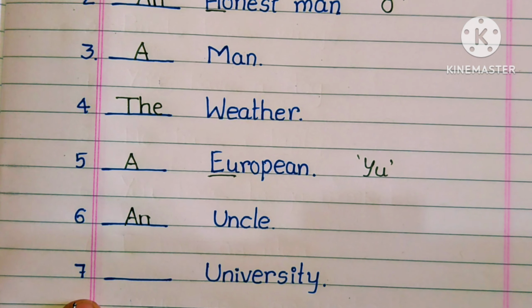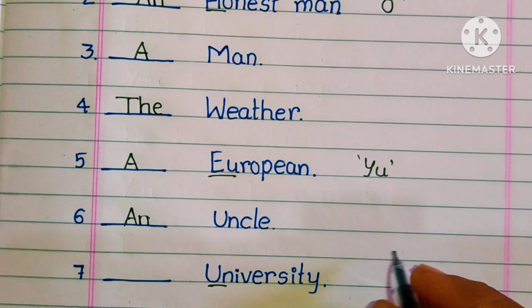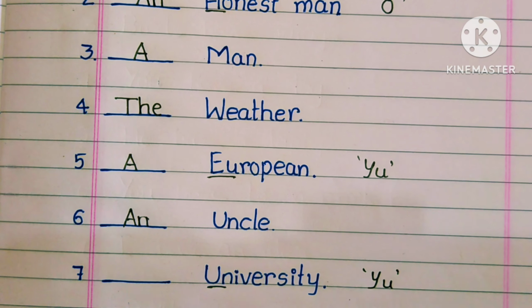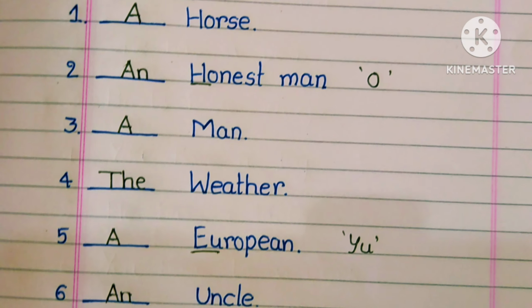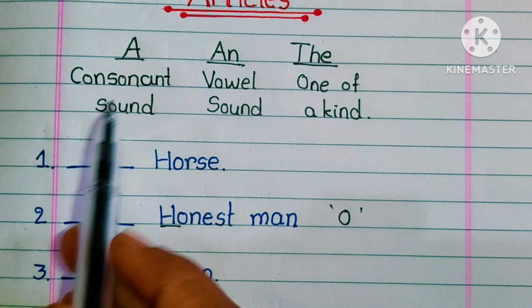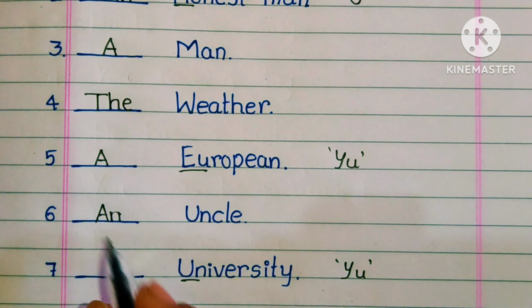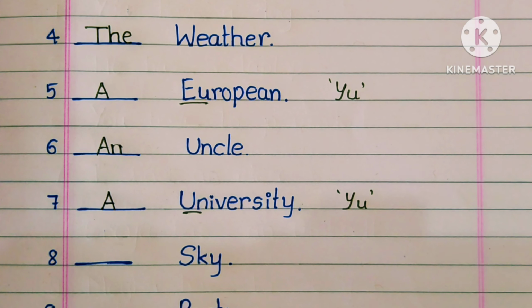And next, seventh one, dash university. Here university, it sounds like U. Then we have to use here a consonant sound. It gives a consonant sound. So we write here a. For a consonant sound, we are using here a. Let's write a university.